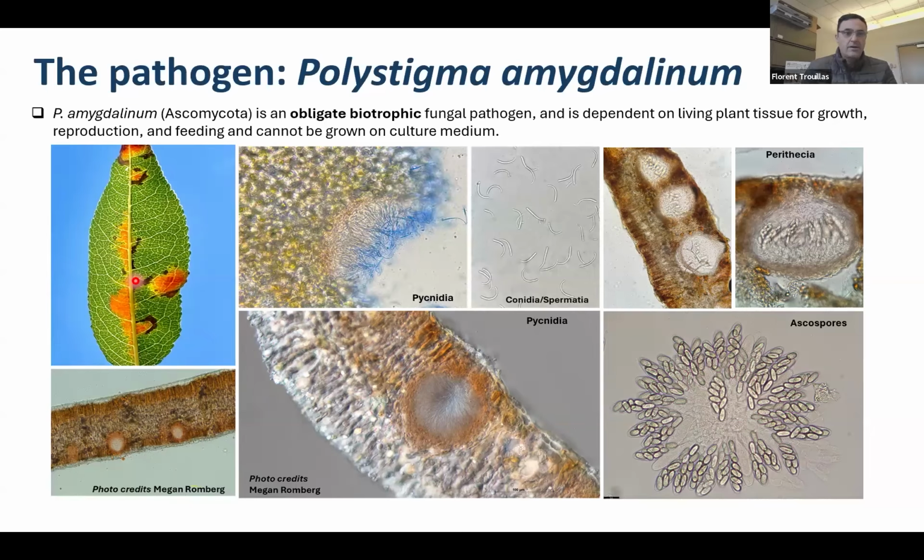in regions like California. Polystigma is also an obligate biotrophic fungal pathogen, meaning it is dependent on living plant tissue for growth and reproduction. It's not something that we can grow in the lab on culture medium. So all our experimentation and assays have to rely on field experiments to better understand the biology. Again, it's not a fungus that can be easily grown within a lab.